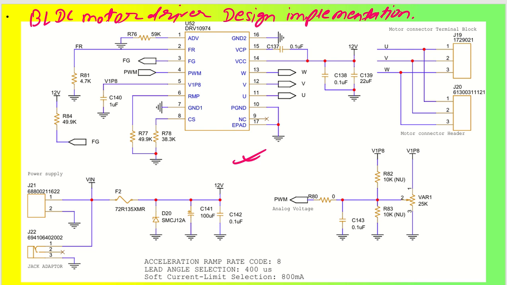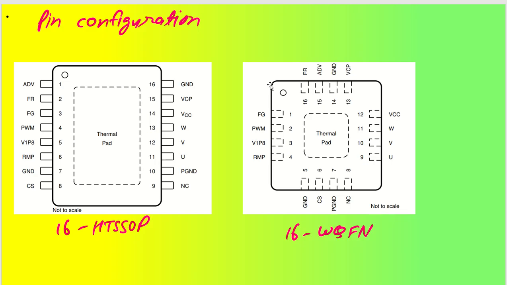So as you know already, this is the pin configuration that we talked about. This is a 16 pin IC. Similar to that, we have another QFN package, which is also a 16 pin IC with a thermal pad. Both of them have a thermal pad for heat dissipation.